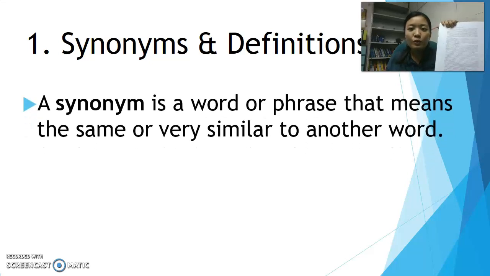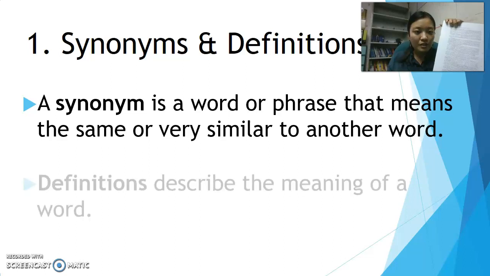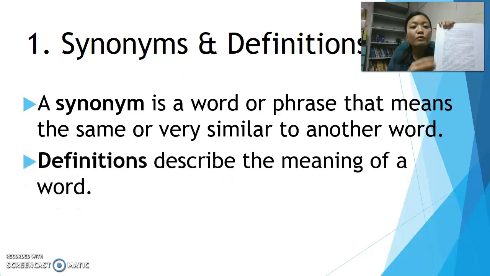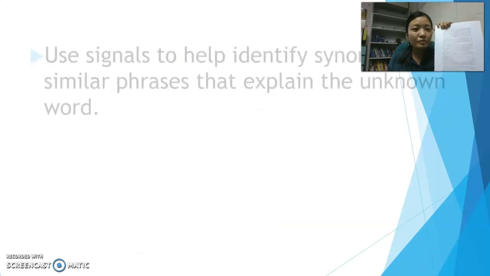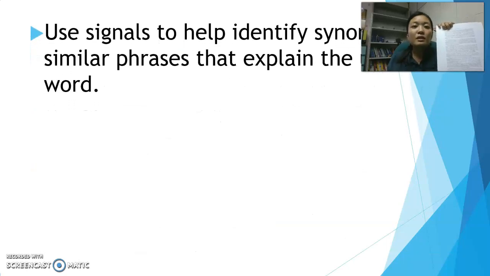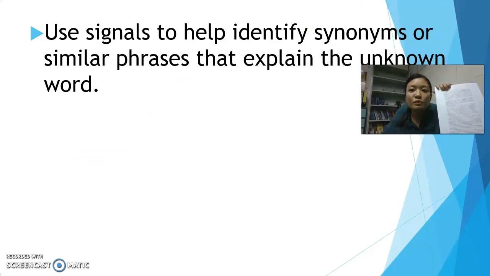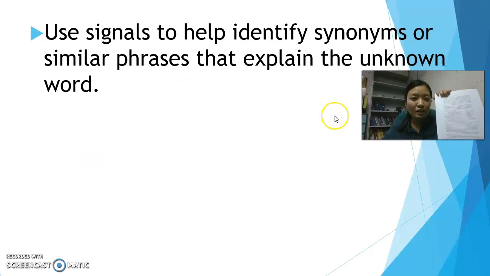Basically, a synonym is a word or phrase that means the same or very similar to another word. So sometimes they may give you the exact same one. Later you will see the example that I give you. Or sometimes they may give you a definition to describe the meaning of the word inside the text. And these clues can be used to help to discover the meaning of the word, as I mentioned earlier. And sometimes there are signals that are given to help you to identify the synonyms or the similar phrases that explain. What do I mean by signals?